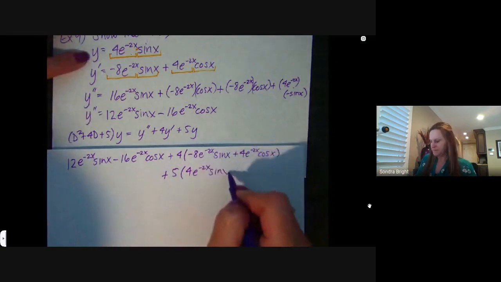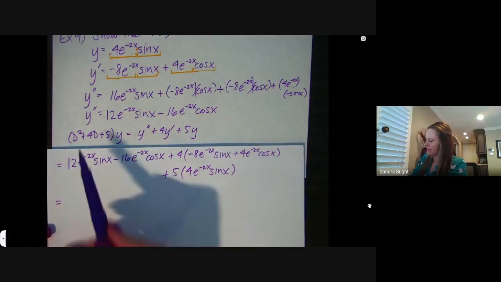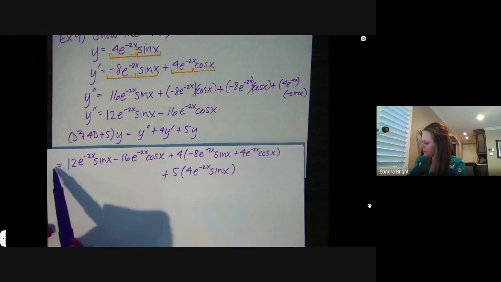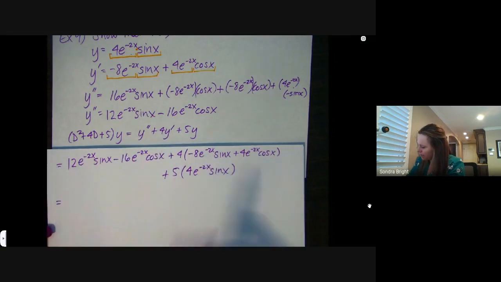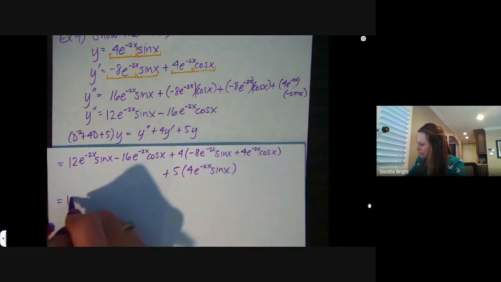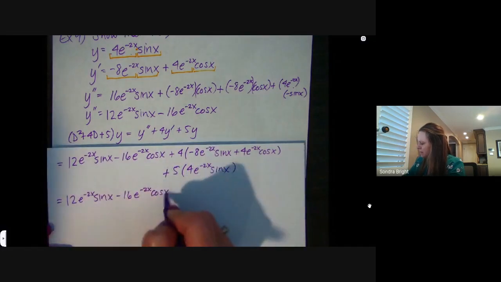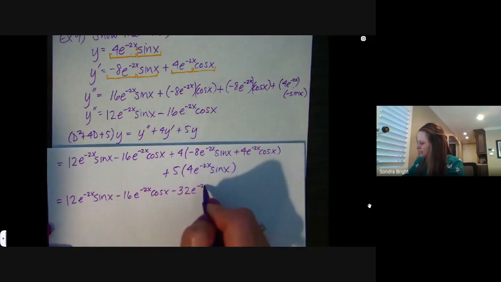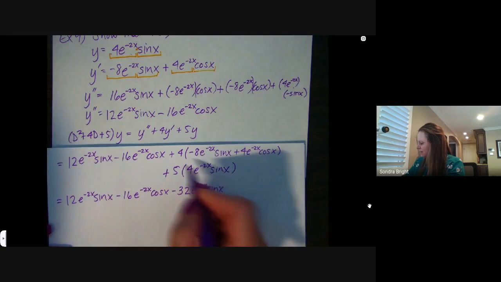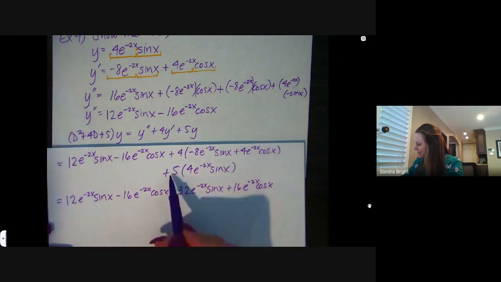And what we want to know is, is this guy equal to 0? I guess I should put equals, right? Because this guy was equal to that, and then that's equal to that. All right, so let's clean it up, yeah? Distribute this 4 inside of there. So I've got a 12e to the negative 2x sine of x minus 16e to the negative 2x times cosine of x minus 32e to the negative 2x sine of x plus 16e to the negative 2x cosine of x, and then a plus 20. I squeeze it in.